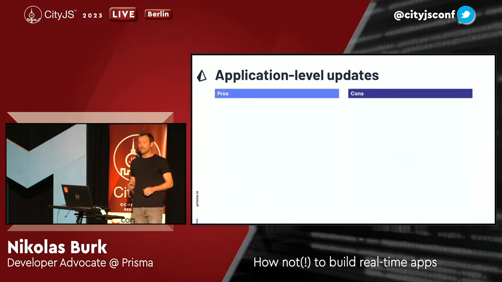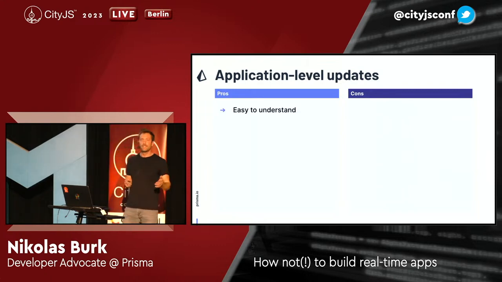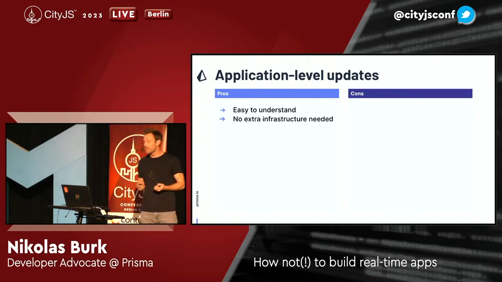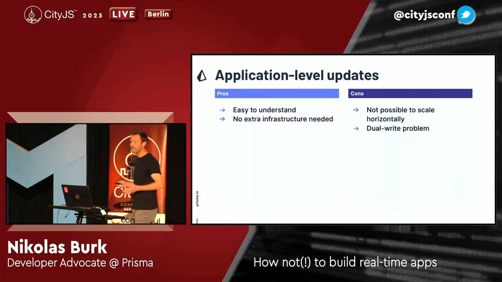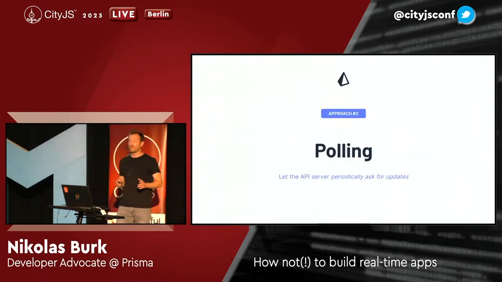So let's draw the conclusions from this. The pros of this approach are that it's fairly easy to understand. I think you all were able to follow the code in the example that I just showed. You don't need any additional infrastructure, but it's not really possible to scale this kind of application architecture, and you also have the dual write problem. So that's not really how we want to implement something like this.